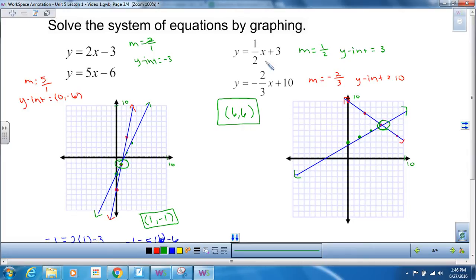Remember, it's a solution if you can plug it in and it makes both equations true. So if I do the check, I type in 1/2 times 6 plus 3. It gives me 6, so that one is good. Then I check the second one. Okay, I type this in and I get 6 equals 6 again, so I know my answer is correct.